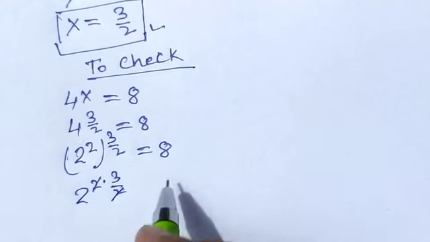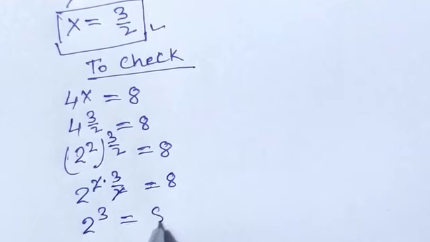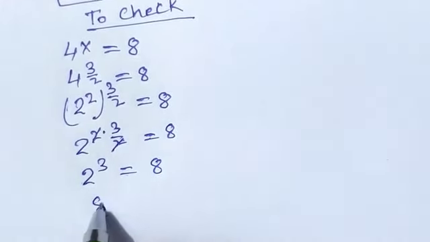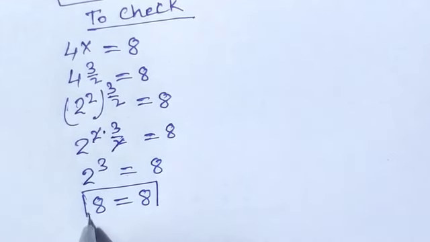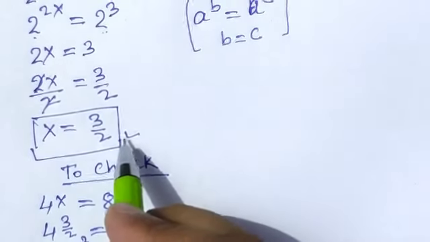This 2 and this 2 cancel out. It will be 2 to the power of 3 is equal to 8. The value of 2 to the power of 3 is 8, which is equal to 8. So our final answer is x is equal to 3 by 2.